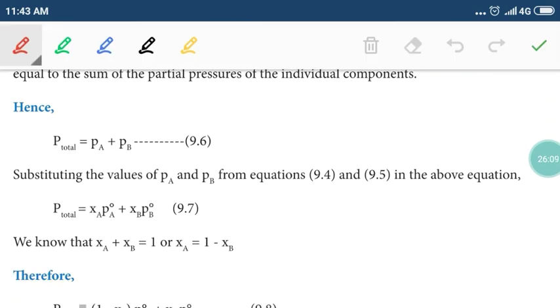And in the gaseous state, we already studied Dalton's law of partial pressure, which says total pressure is equal to the sum of partial pressure of components in the container. So we have two components in the solution, component A and B. Total pressure is the sum of partial pressure of component A plus partial pressure of component B. So we already calculated PA and PB value with the help of Raoult's law. PA is equal to PA naught XA, PB is equal to PB naught XB. So substitute these two values in equation 9.6, we will get 9.7.